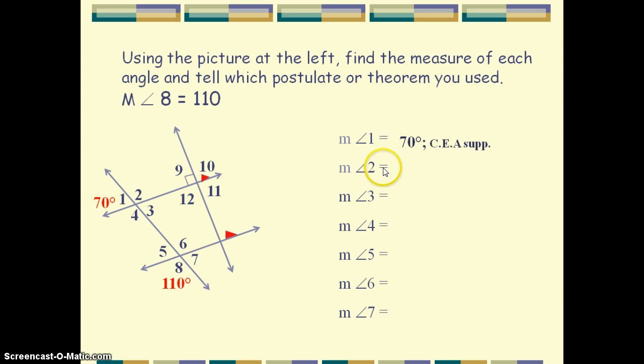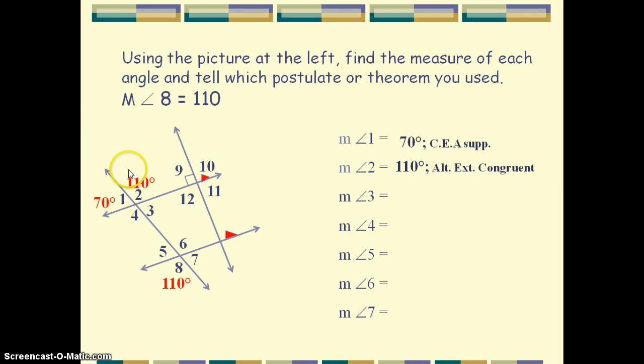Now moving on to angle 2. There are a couple different relationships you could use. I know that 2 and 8 are going to be alternate exterior angles, and I know that 1 and 2 are supplementary because they're a linear pair. Either of these would work to give you that angle 2 is 110 degrees. I'm going to use the fact that they're alternate exterior angles, but if you want, you can just say that these two are a linear pair.